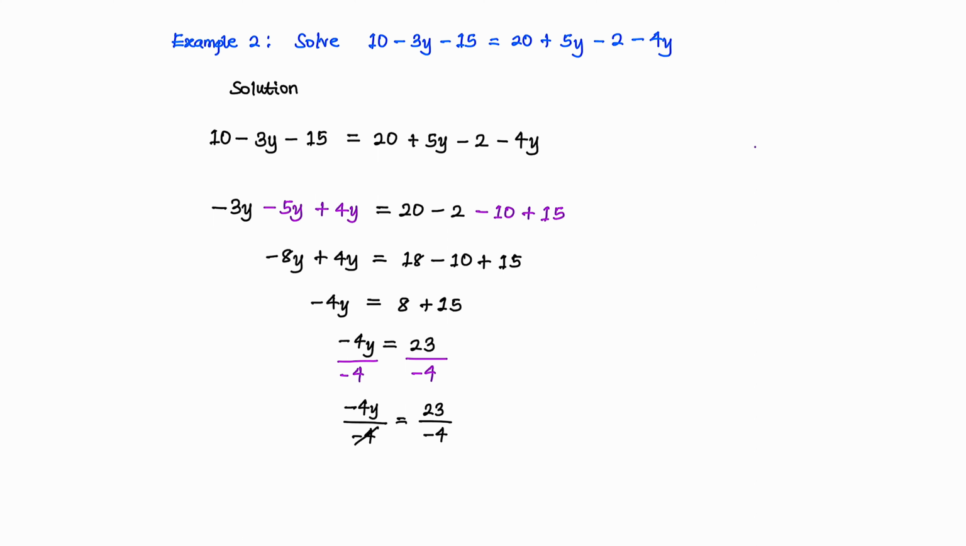So minus 4 cancels minus 4. We are left with y equals, on the right side, we have 23 divided by minus 4. The sign of 23 here is positive, and the sign of 4 here is negative. So positive divided by negative will give us negative, and then we are left with 23 divided by 4. 23 divided by 4 is not divisible, so we have 23 over 4.